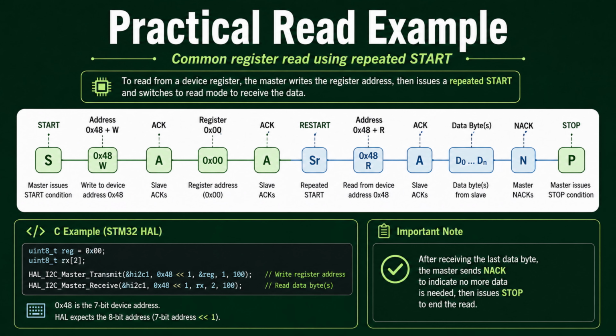The controller generates ACK after every received byte when additional bytes are required. After the final byte, the controller sends NACK and then generates stop. A repeated start keeps control of the bus and prevents another controller from interrupting the combined transaction.